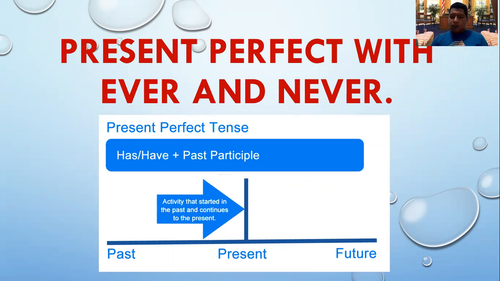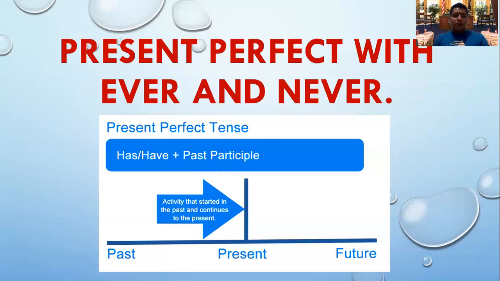So we're going to have some situations in which we're going to use the present perfect, and we say that we use the present perfect to talk about an action that started in the past and continues to the present. So this is the present perfect. And in the present perfect, we use has, have, and the past participle of the verbs. Let's continue.